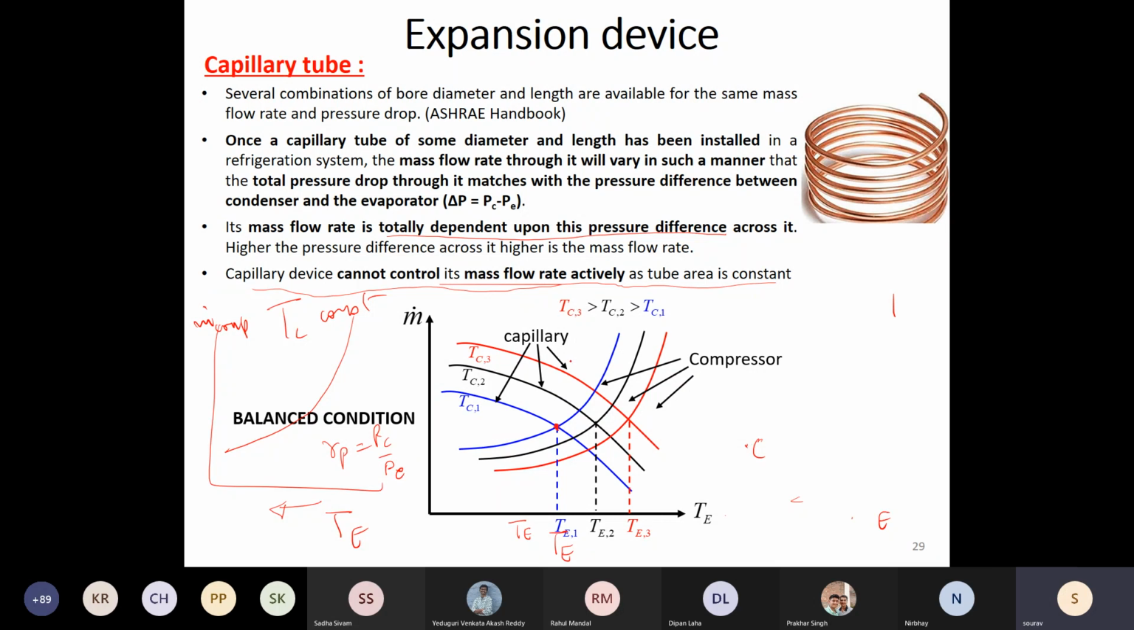Then what would happen? What will happen is simply, for your capillary tube, this is the next characteristic line for that particular condensing temperature. Your compressor will deliver this much. So this will be your next balanced condition. If the condensing temperatures were to rise even further, this will be your next balanced condition. So now you see, if your condensing temperature rises, your evaporator temperature is also rising.